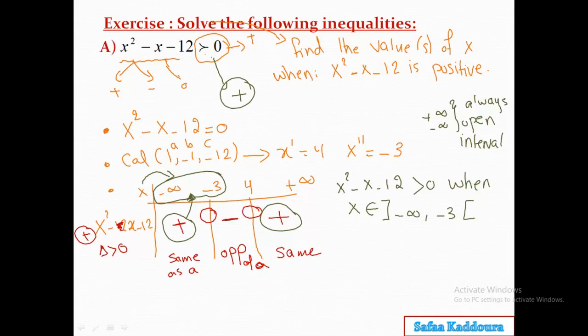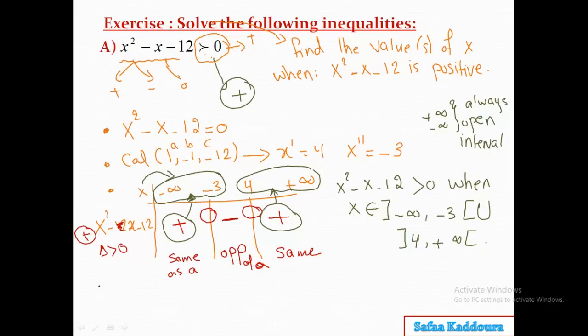And we don't write here or equal to 0. I only write greater than 0. I have another sign, so I put union and write another interval. The second positive sign is from 4 to plus infinity. So I put union 4 to plus infinity. And this is the solution.